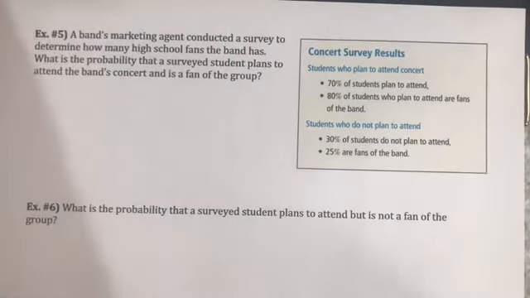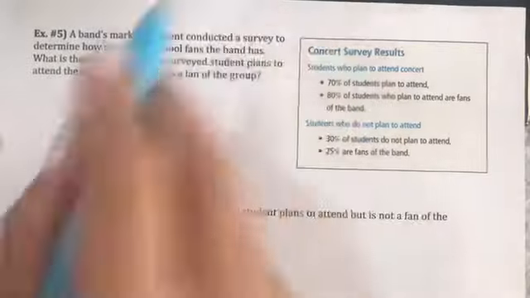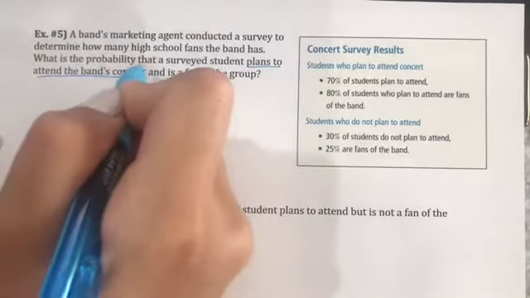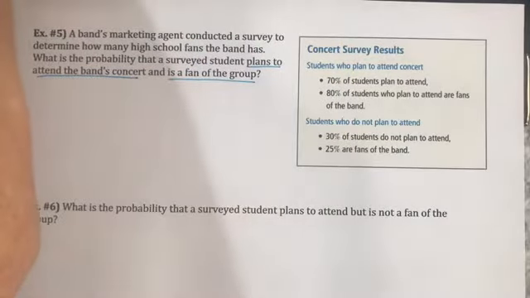Okay, so a band's marketing agent conducted a survey to determine how many high school fans the band has. What is the probability that a surveyed student plans to attend the band's concert and is a fan of the group? So we want to use our conditional probability formula to find our combined probability. Both of these things are what we're looking for.